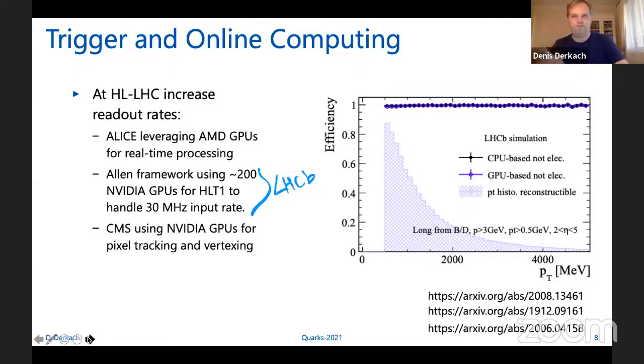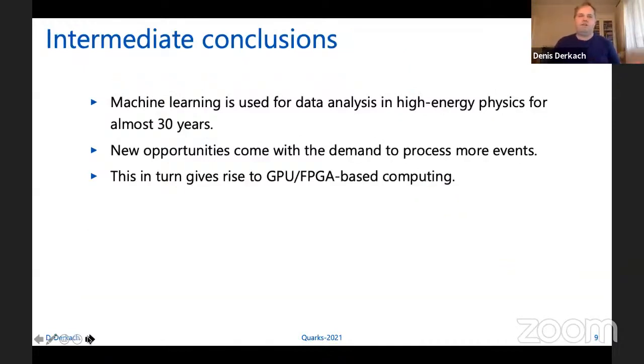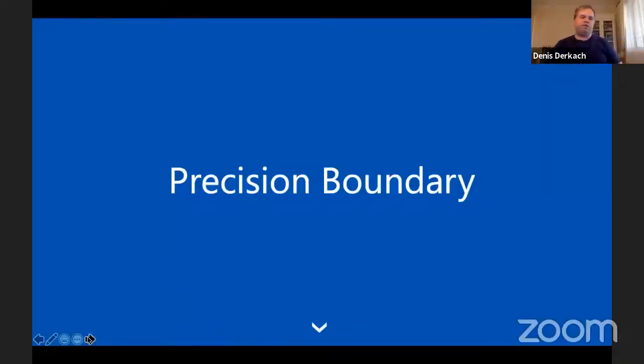First of all, we need to have the same CPU and GPU performance, and this is an example of LHCb performance, where you see that CPU and GPU are very close to each other. But from the point of view of our talk, we are interested in GPUs because this is a big opportunity to have modern machine learning solutions online, in the place where we are very close to the data taking. Right, so intermediate conclusions: we have had quite a lot of history in machine learning for data analysis in high energy physics. New opportunities come with the demand of processing more events, and this in turn gives rise to GPU or FPGA-based computing, which gives us hope that we can implement something interesting in machine learning solutions.